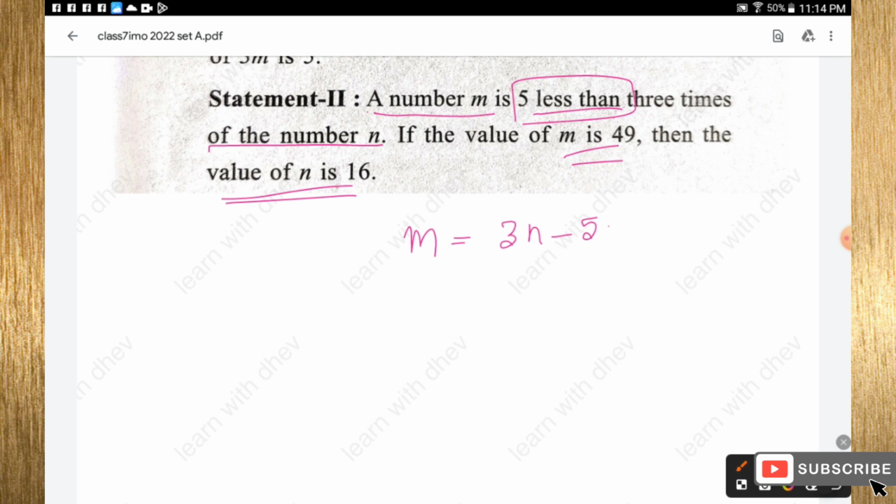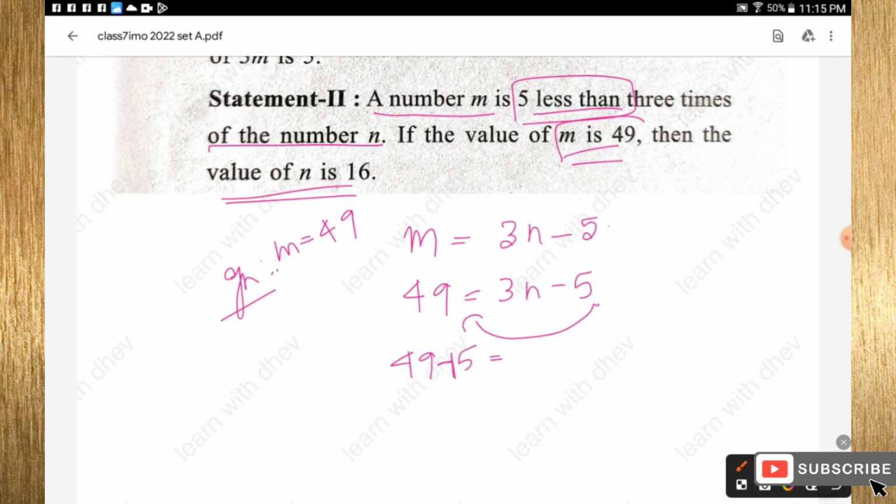Okay. Then they have given you the value of m. It is given that m is equal to 49. So now you will substitute the value here in the place of m. So 49 equal to 3n minus 5. This is an equation. So now we have to solve. Just transpose this 5 to the opposite side. Minus 5 becomes plus 5 when you transpose to the other side. So 49 plus 5 is equal to 54. Then 54 is equal to 3n. Then n is equal to 54 divided by 3.